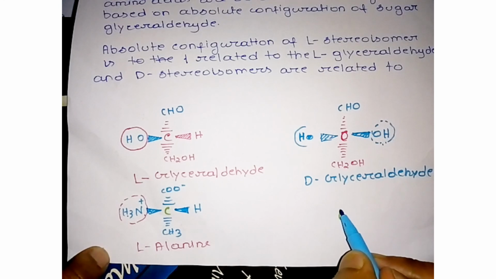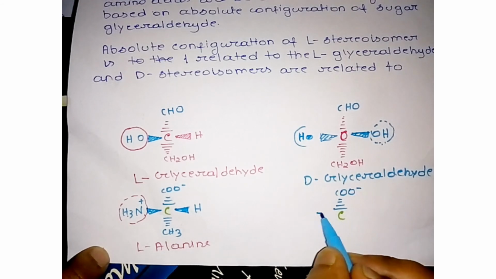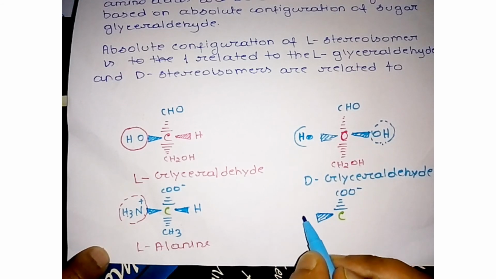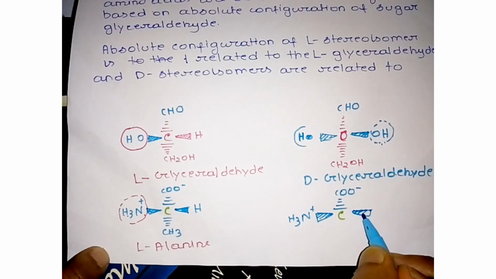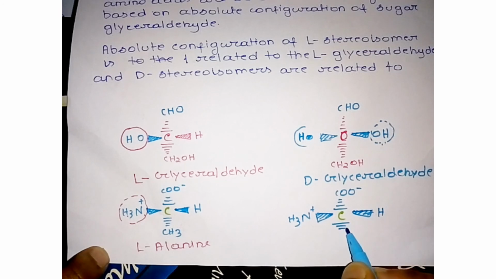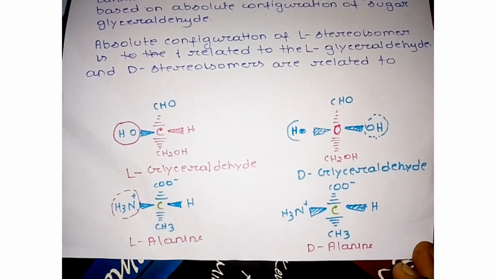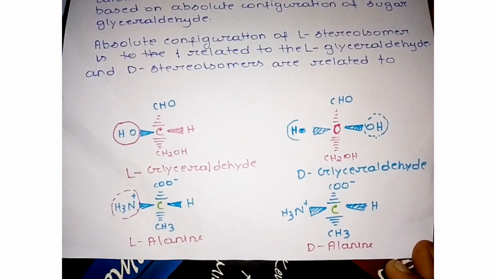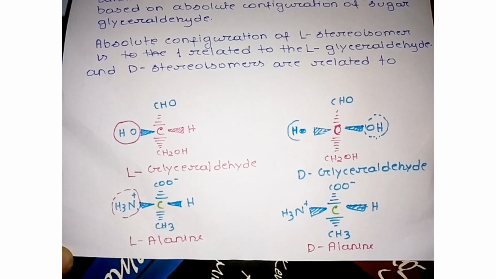On the other hand, now we draw the structure of D-alanine. Here is the carboxyl group, COO minus. Here the amino group. Now here H, and below the plane of the paper is CH3, and this configuration is called D-alanine. So these are the structures, and through this process we can easily determine the absolute configurations of amino acids.